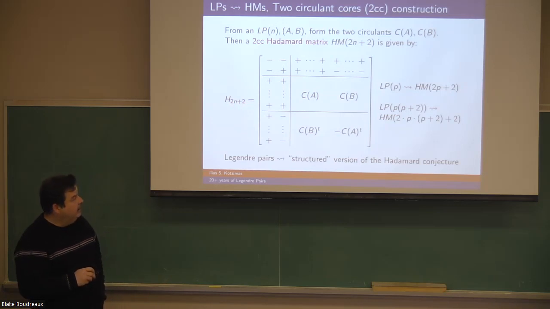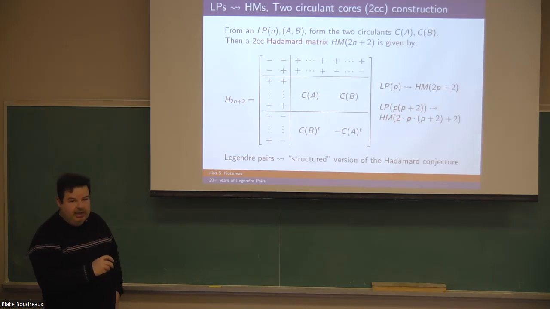And again, we know what to do when the order is a prime. We know what to do when the order is a product of twin primes, although this is a very sparse sequence, the product of twin primes.